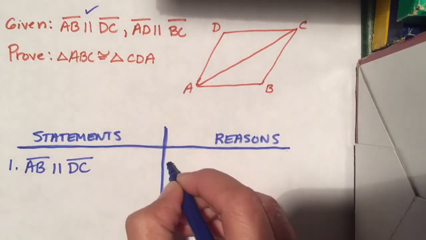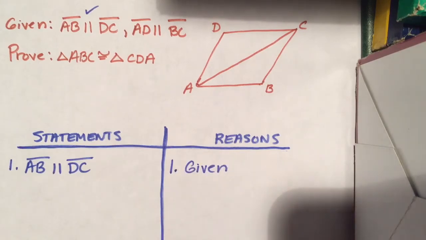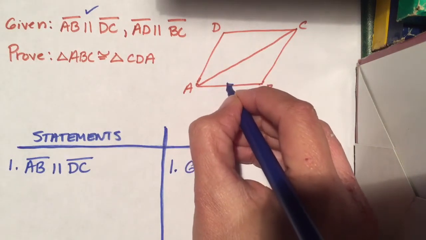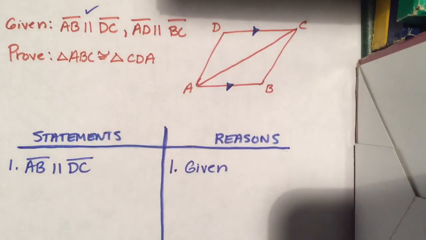How do I know that? Well, no shocker, it is given. So AB is parallel to DC. What I'm going to do now is come up here and mark AB parallel to DC. And let's determine if there's any information I can figure out now that I know these two are parallel.